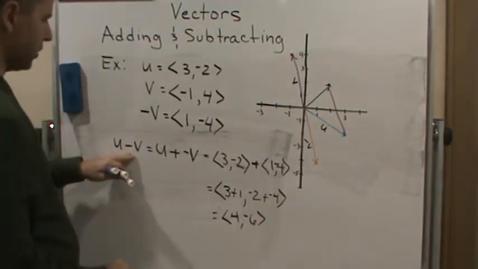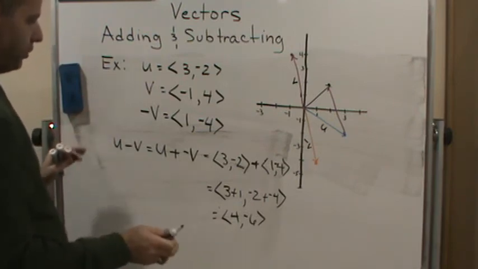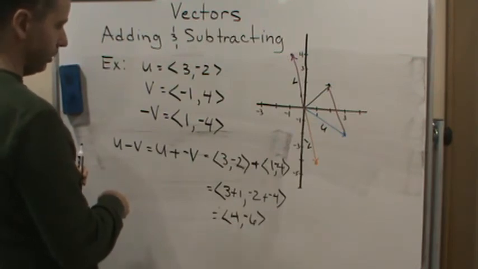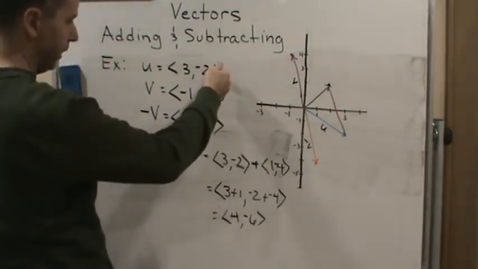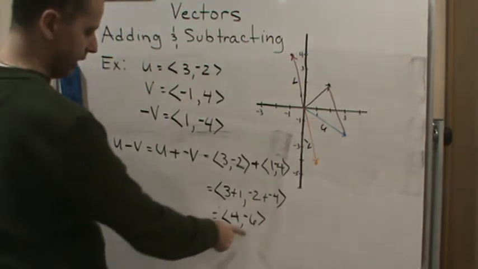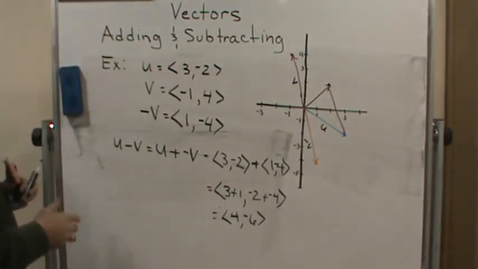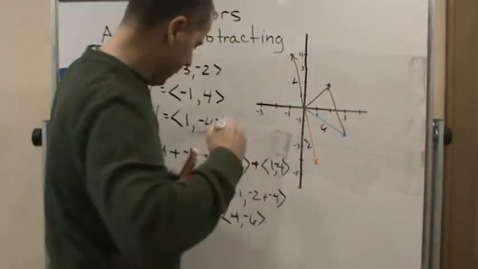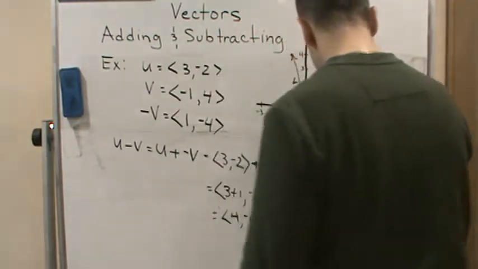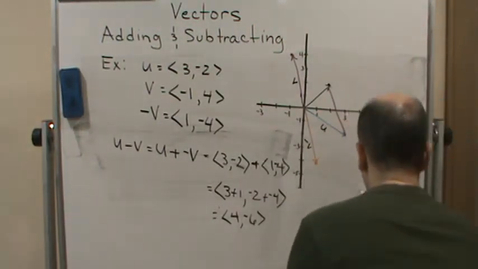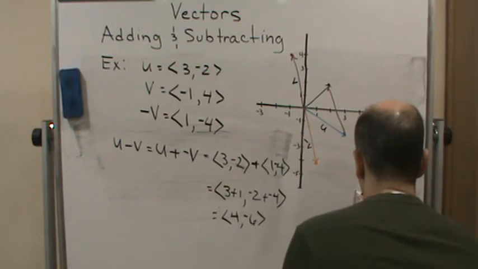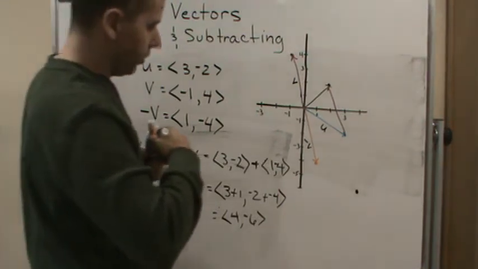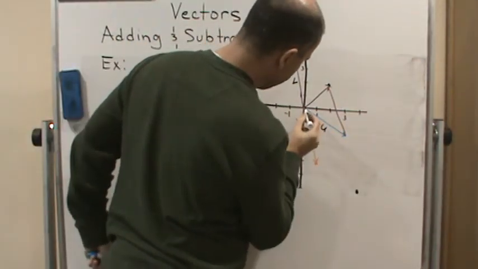Now, if you do the subtraction and just subtract these two component-wise, you're going to get the same answer. You would just subtract 3 minus a negative 1, which would give us 4. And then you do negative 2 minus 4, which is negative 6. So you get the same answer. Okay? Now, let's plot this, right? So 4, negative 6. 4, negative 6 is right here.